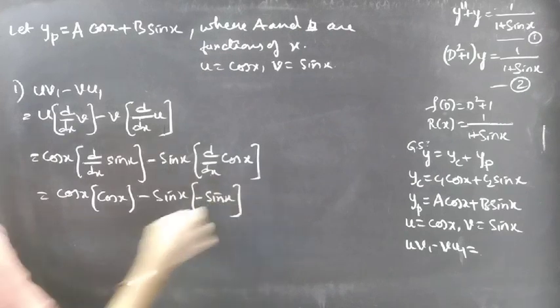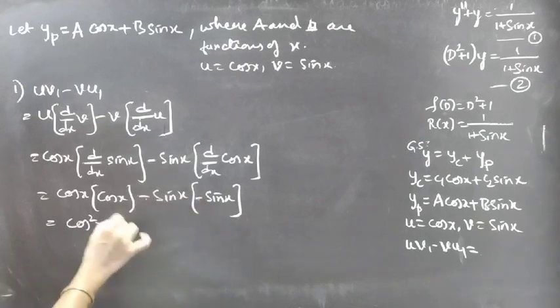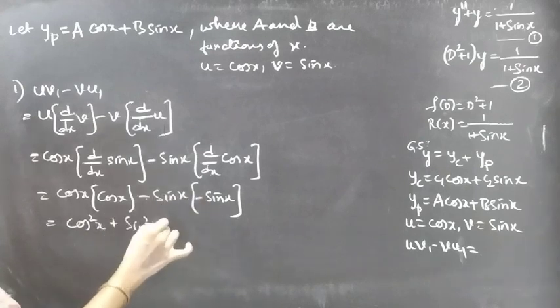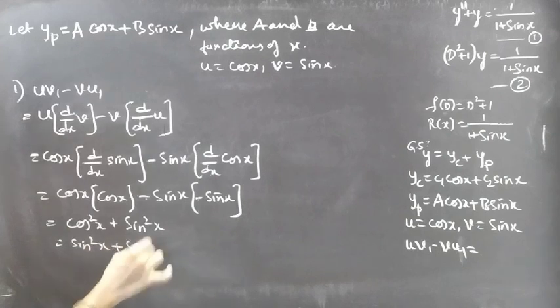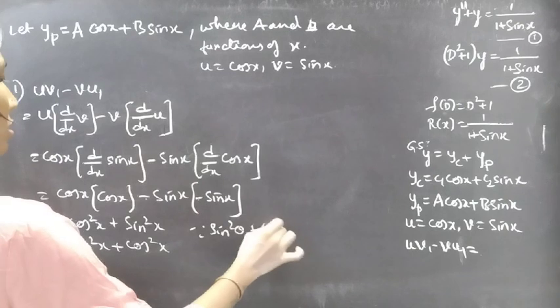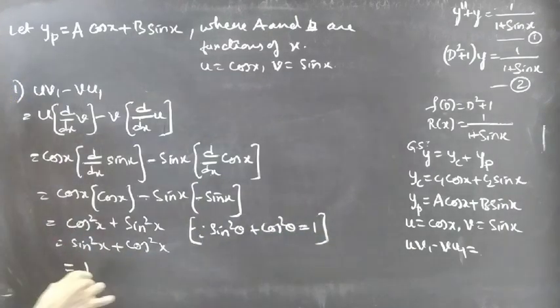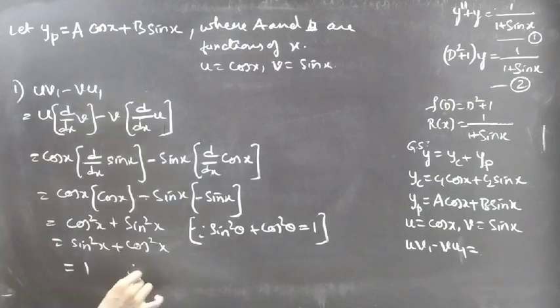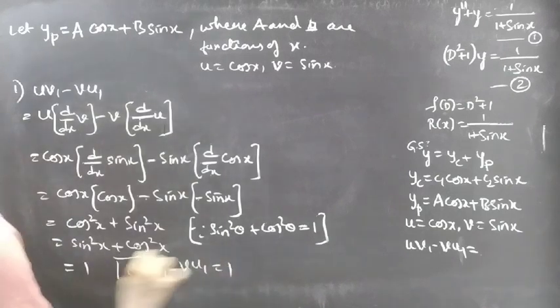This gives us cos x into cos x is cos square x, minus into minus gives plus sin square x, or we can write it as sin square x plus cos square x. Since we know that sin square theta plus cos square theta equal to 1, from this we'll get sin square x plus cos square x, which is 1. Therefore, u v1 minus u1 v equal to 1.